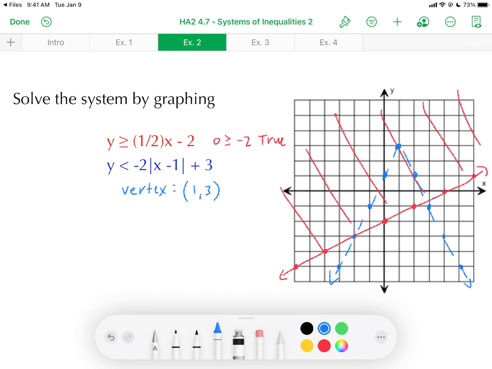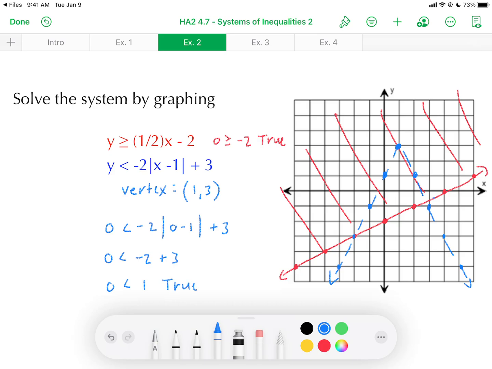All right, now let me show the work for the test point on this. I could use the origin. I'd say that the origin is just inside the V, right? 0 is less than -2 times the absolute value of 0 minus 1, added with 3. 0 minus 1 is -1, the absolute value of which is 1. 1 times -2 is -2. Add that with 3, and we end up with 1. Is 0 less than 1? Absolutely.